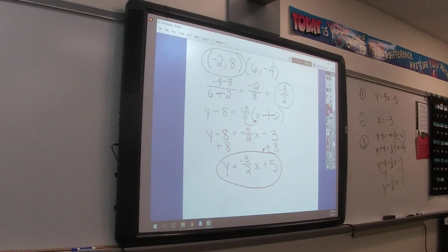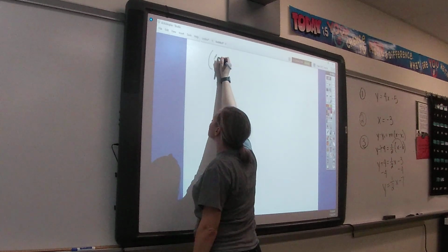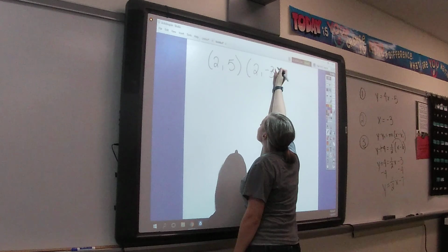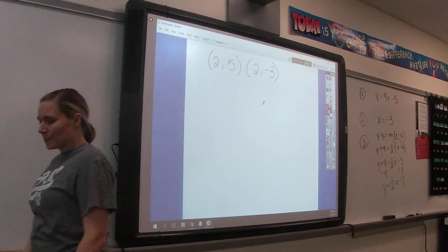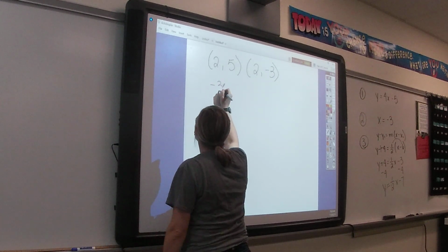Let's look at one more. Okay, so 2, 5 and 2, -3. What are we going to do first? -3 subtract 5. So we're going to find the slope. 2 subtract 2.